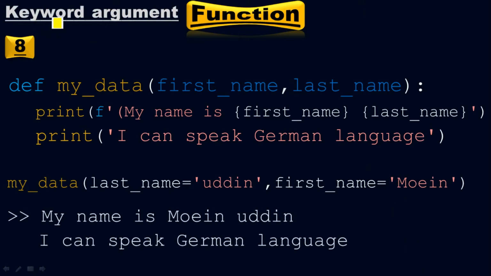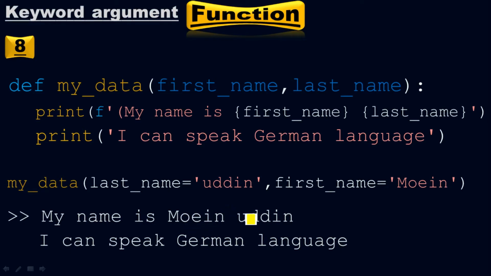Look, we are talking about the keyword argument. As we saw in the definition, the parameter followed by the argument is called the keyword argument. This is the keyword argument for the first parameter, and this is the second keyword argument for the second parameter. But look, we have changed the position. For the first name, we put last name. For the last name, we put first name. So when you run it, you will get the proper output. My name is Moinuddin. The first name will come first and the last name will come last.